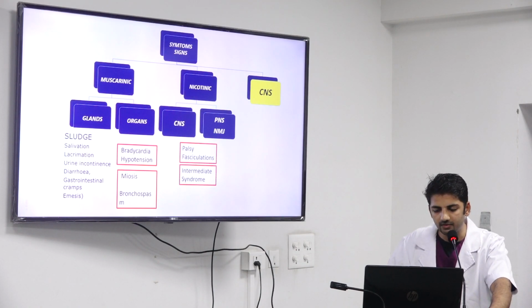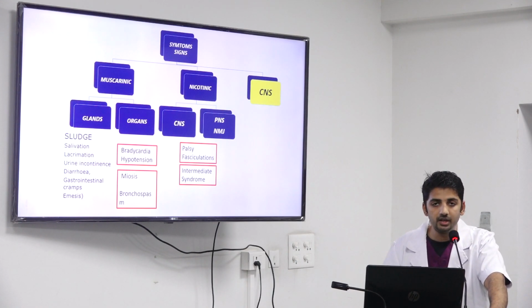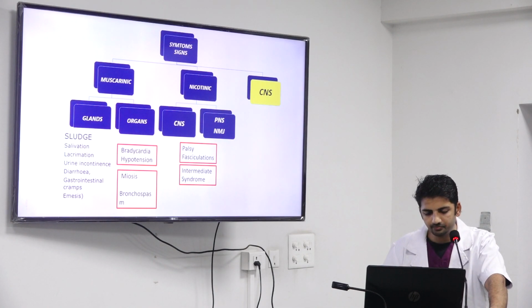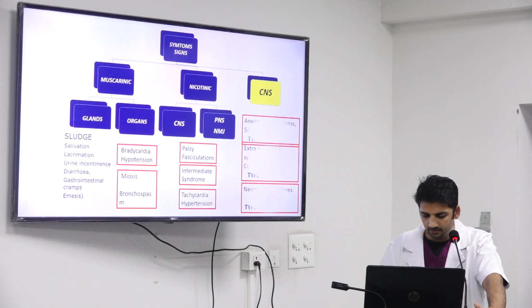Based on the central nervous system, peripheral nervous system and neuromuscular junction, it leads to severe neuromuscular palsy, fasciculations, and the classical intermediate syndrome because of the predominating nicotinic symptoms despite absence of muscarinic symptoms. So it usually occurs 48 to 96 hours after the consumption of organophosphate, where the muscarinic symptoms usually subside and the nicotinic symptoms predominate.